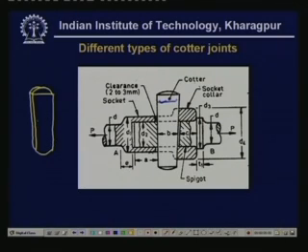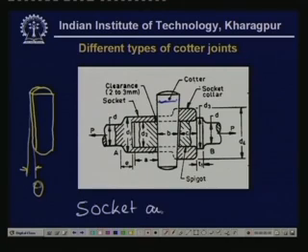Now you see there is a taper here. So there is a taper angle theta. This taper angle is usually very small, but it provides adequate binding force. So this is a cotter joint. Now this kind of cotter joint is known as a socket and spigot type cotter joint. So this is a socket and spigot type cotter joint. The spigot is here. This part is a spigot.